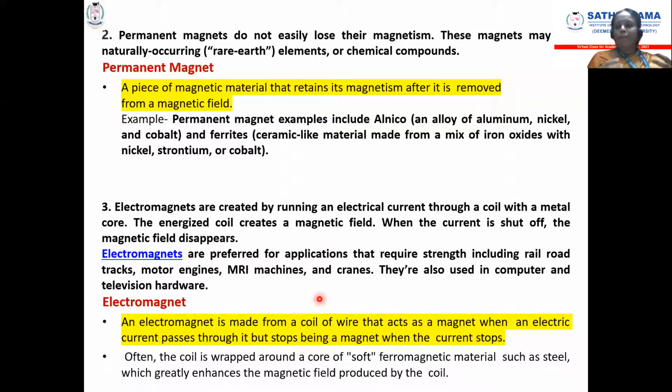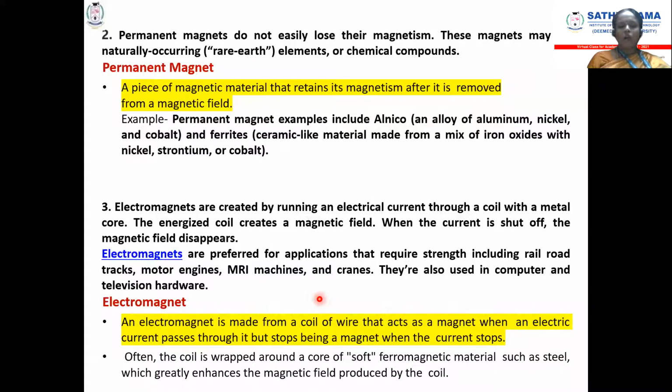I told you there are so many applications in our day-to-day life. Electromagnets are used in all our electrical machines, railroad tracks, MRI machines, cranes and all. They use some ferromagnetic material, such as steel, cast iron and so on. We wound the coil around that and pass a DC current, then automatically it gains a magnetic field around it.